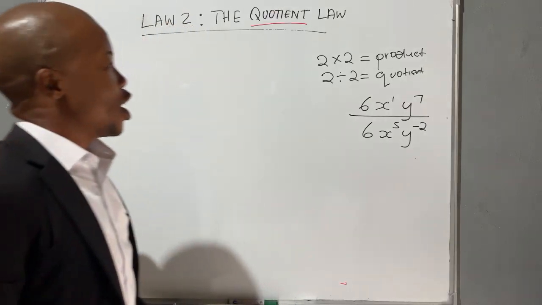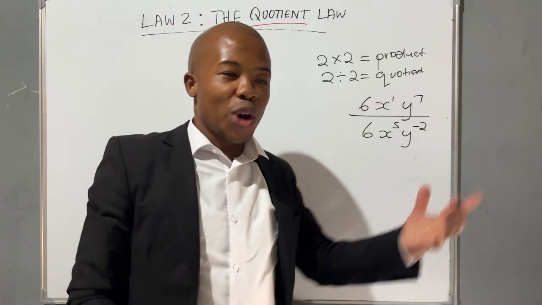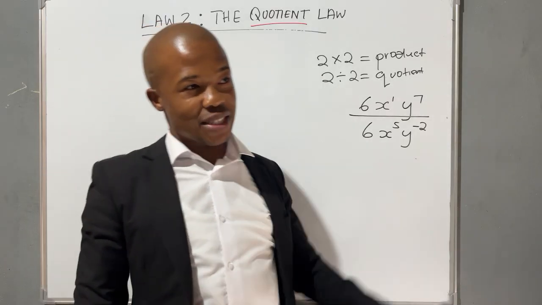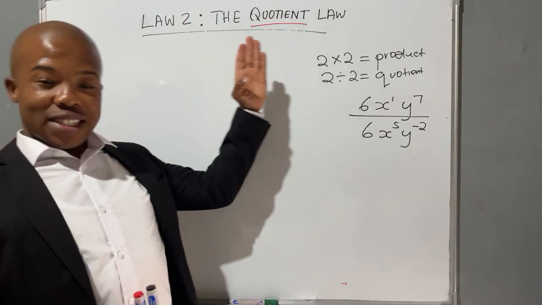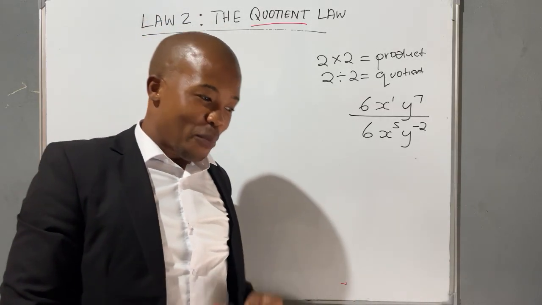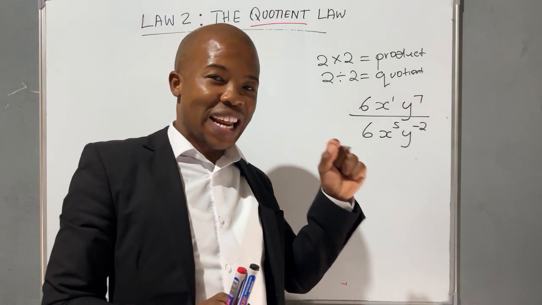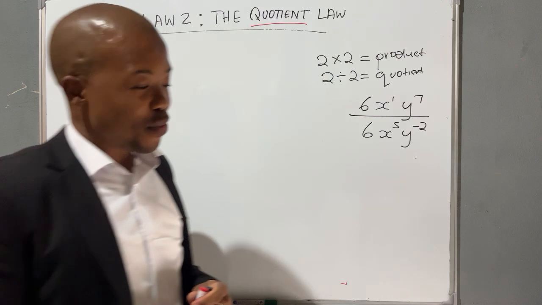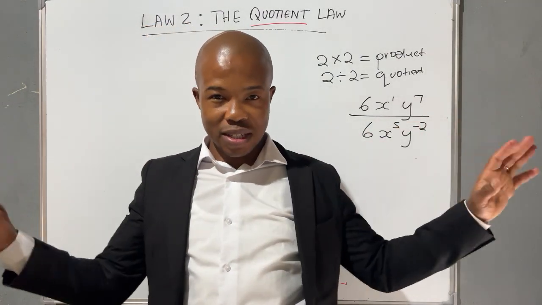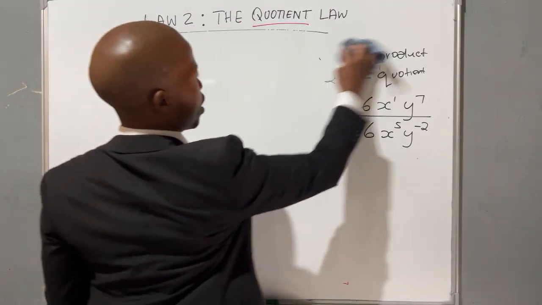Are we together? So the first law was saying when the bases are the same and we are multiplying, we are to add the exponents. The second law is instead saying when the bases are the same, yes, but we are dividing, we are going to subtract the exponents. Therefore, law 1 and law 2 are pretty much opposites. Are we together? Let's compare the two.